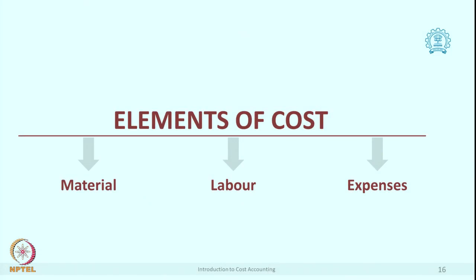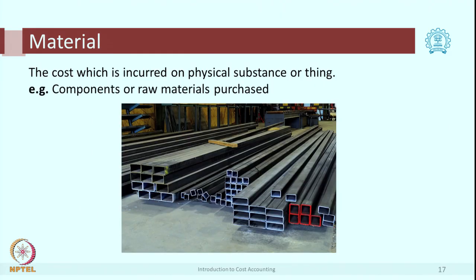Right? Now let us go for the first classification, that is cost classification by elements. Do you know what the important elements of cost are? There are three important elements. The first one is material, labor, and expenses. Now the material cost. This is the cost incurred on any tangible substance or thing. The best example could be purchase of raw material. It can also be purchase of any of the components. Suppose you are purchasing any other tangible item, that will be included in the material cost.